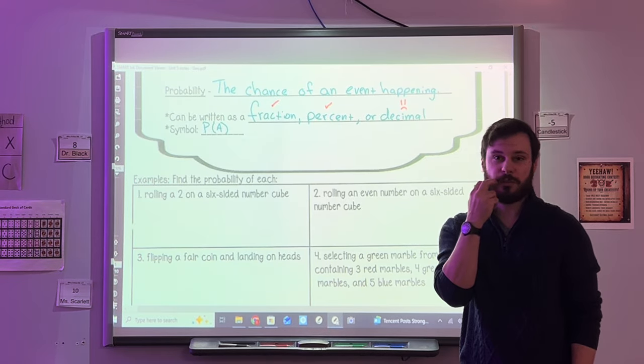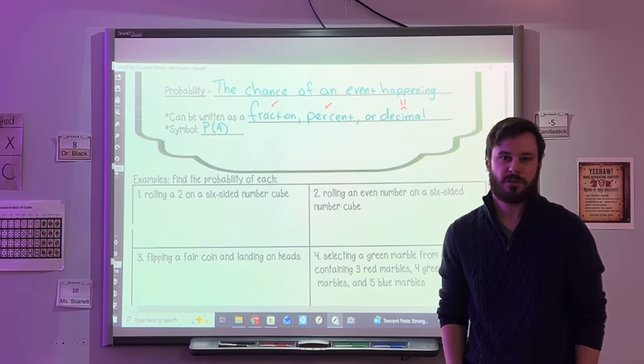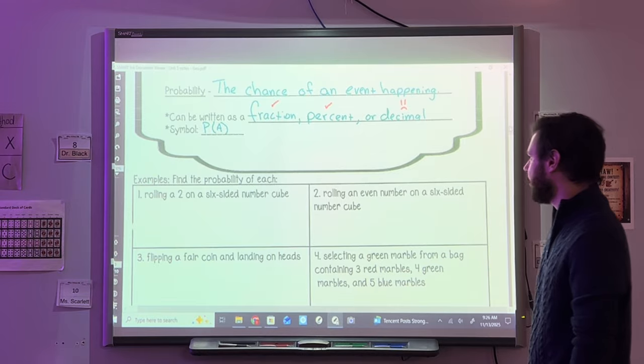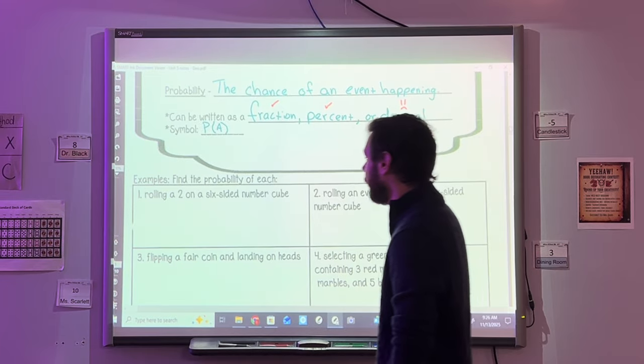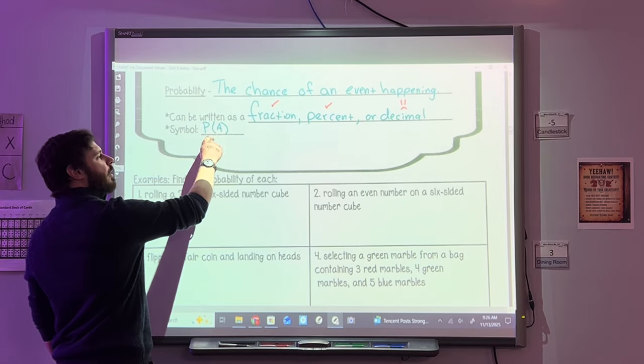What's the chance that we have a snow day? What's the probability we have a snow day? The tracker says it's about a 60%. You wouldn't say 0.6. So I like fractions, I like percents, and decimals, sorry, you're going to be left out of this unit because that's not how we do it. And then the symbol, this is read as the probability of event A.